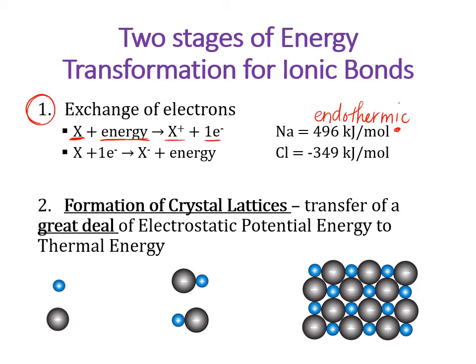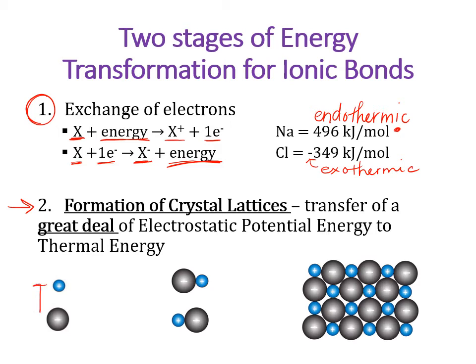In the formation of the Cl minus, we have the Cl, we add an electron to it to form Cl minus. Energy is released from this process, and we put a negative there because it's released, and that's exothermic as well. So the exchange of electrons requires energy, and then we get down to the formation of the crystal lattices.